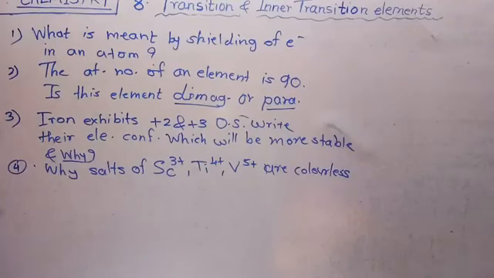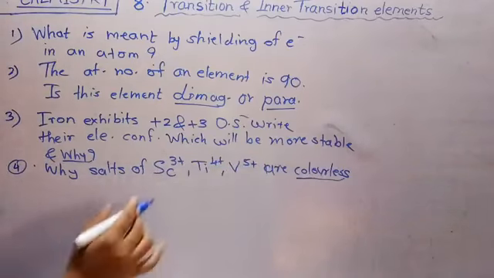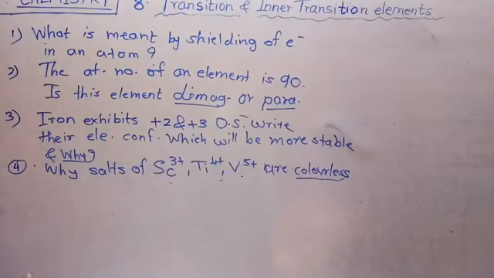Because there is no unpaired electron, that means there is no d-d transition. There is the promotion of electrons from lower energy level to the higher energy level, and they absorb energy from the visible region. If there is a presence of unpaired electron, then the compounds formed by the transition metals are colored. But here you explain the colorless, that means there is no unpaired electron.